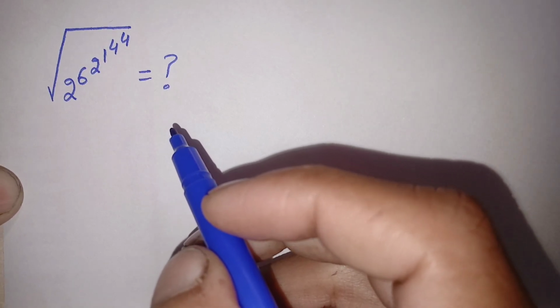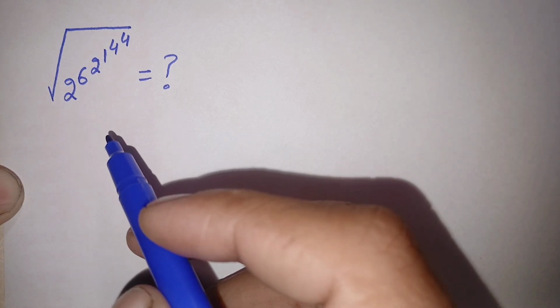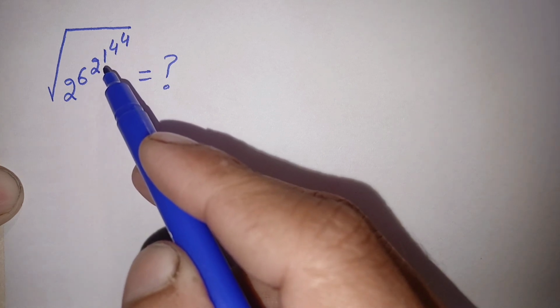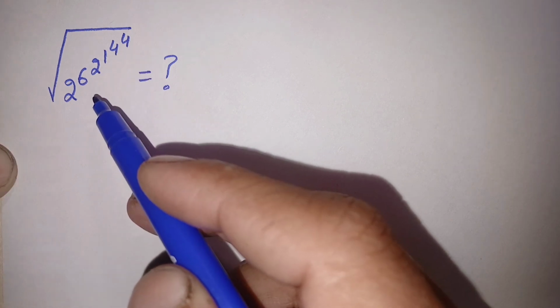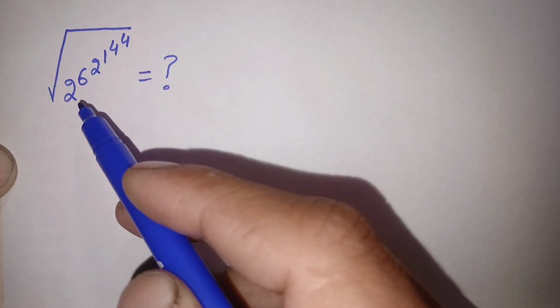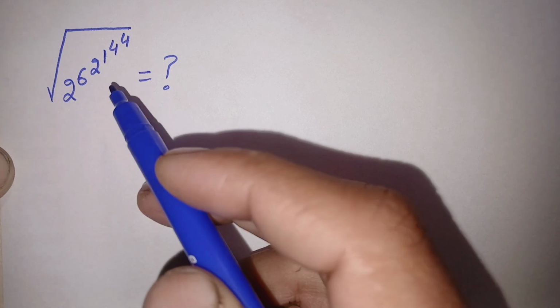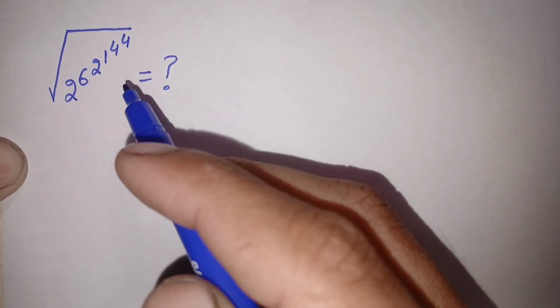In this video, I'm going to solve and find the value of this amazing square root math problem. That is the whole square root of 2 raised to power 6 raised to power 2 raised to power 1 raised to power 4 raised to power 4. So how can we solve this square root problem, having one base and 5 powers? There are some specific rules to solve a square root problem like this.